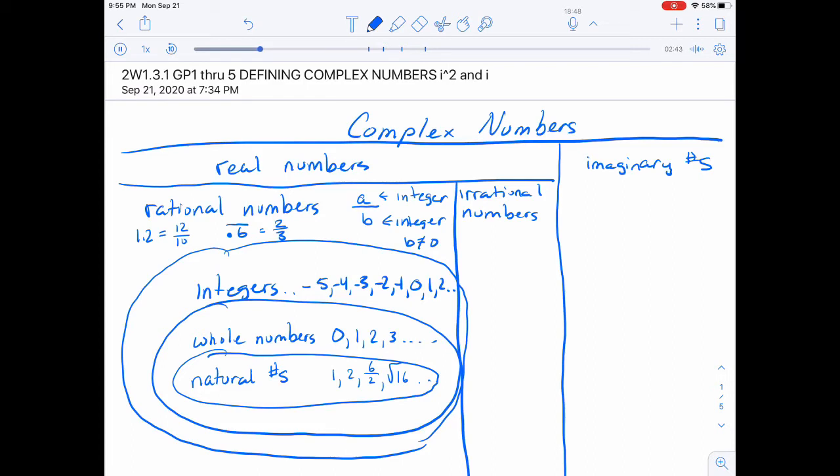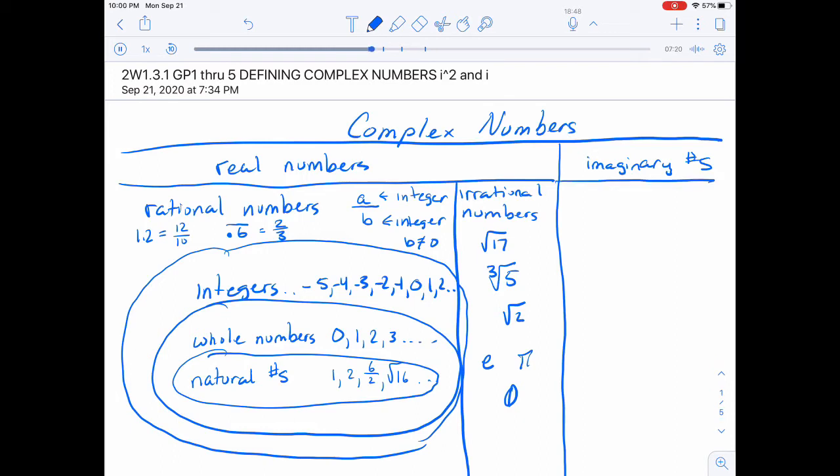A few examples of irrational numbers. Now remember, irrational numbers are numbers that neither repeat nor terminate, such as the square root of 17, or the cube root of 5, or the square root of 2, or e, or pi, or phi. These are all examples of irrational numbers.